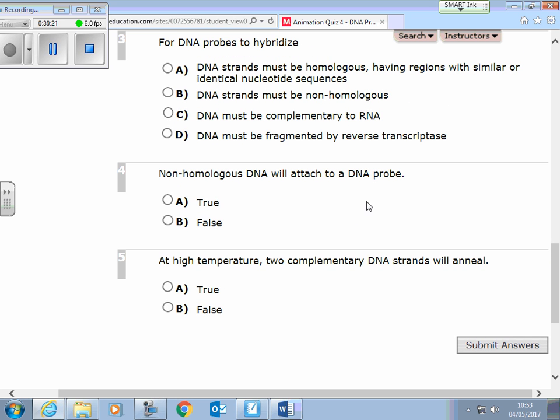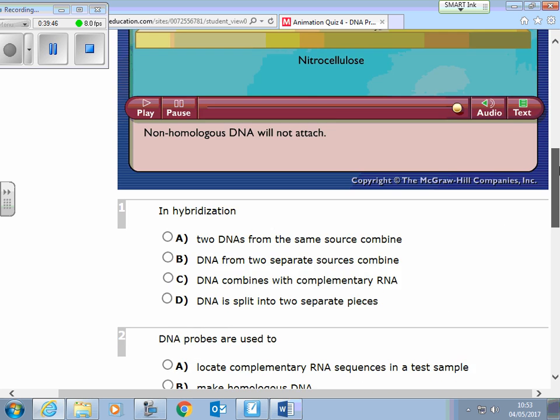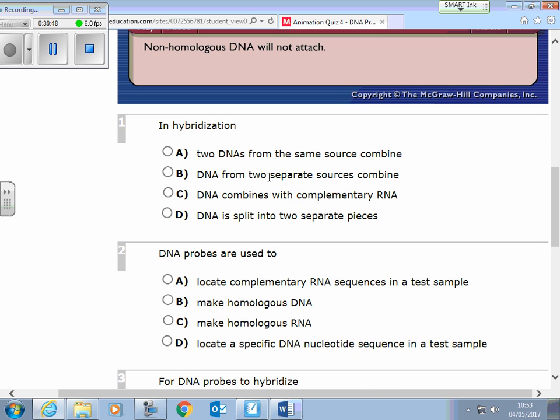Okay, non-homologous DNA will attach to a DNA probe. False. At high temperature, 2 complementary DNA strands will anneal, join together. No, the high temperature did something. B, the false one, because you needed the low temperature. So, yes, a high temperature separated them.